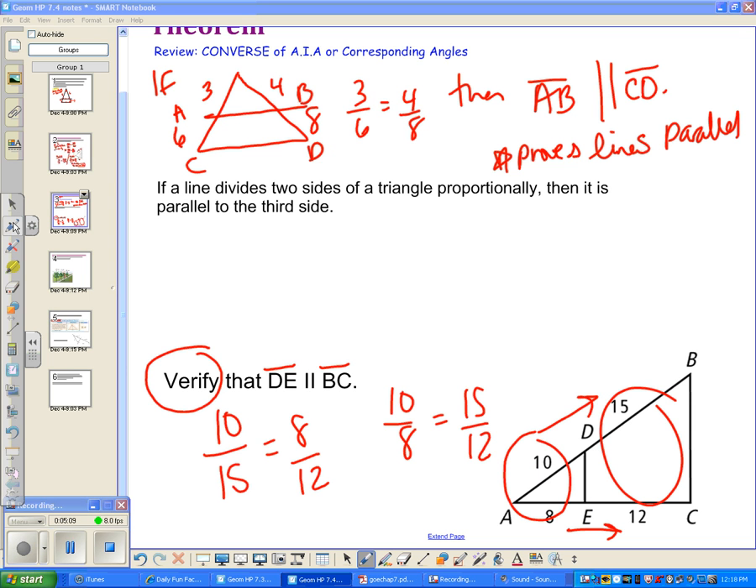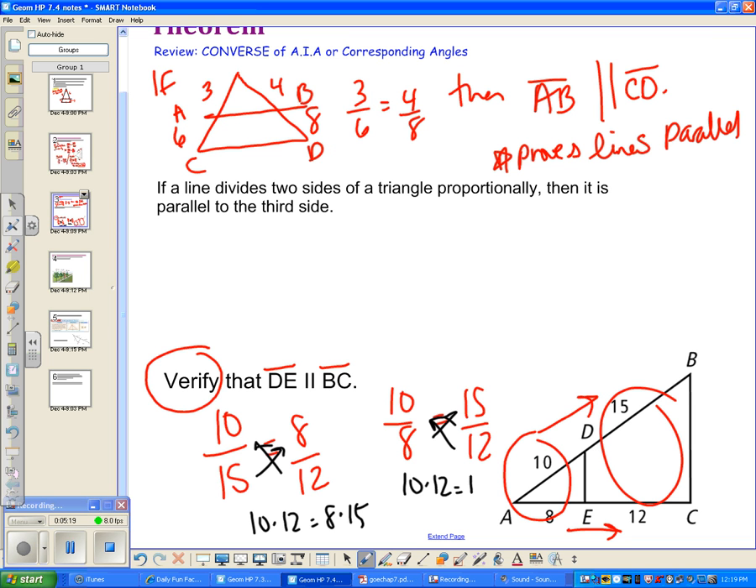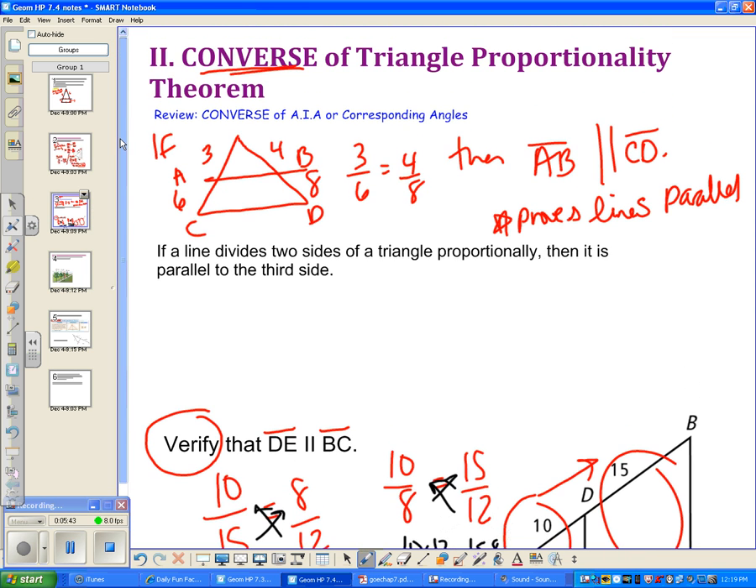Because in both of these, when you cross multiply, you're going to have 10 times 12 and 8 times 15 on one side, and same over here, it's just 10 times 12 and 15 times 8. So when you cross multiply, you're still getting the same thing, and you have 120 equals 120. So you just showed, therefore, that DE is parallel to BC, just by showing that you have proportional sides. And that's all. So we've talked about two theorems, the triangle proportionality theorem and its converse.